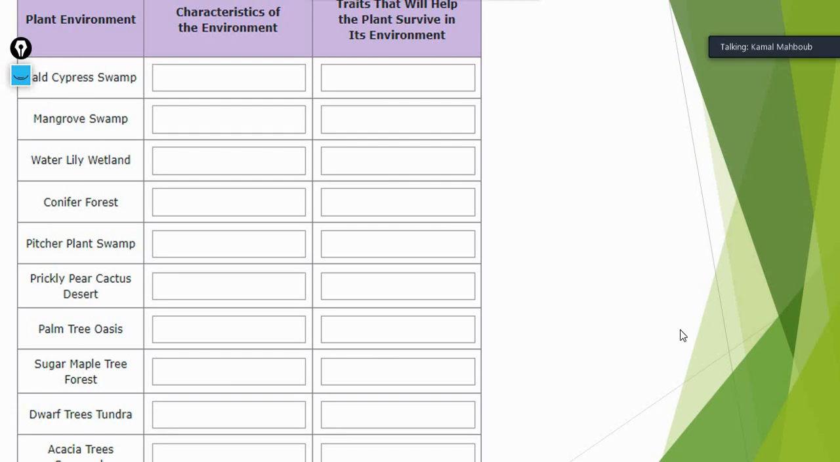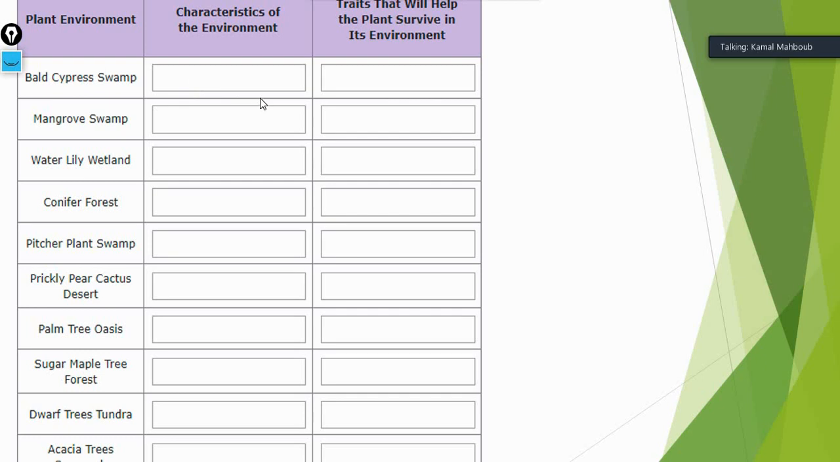Okay, now let's complete this table in page 26. In this table, you can see the names of the places: Coniferous Swamp, Mangrove Swamp, Water Lily Wetland, Conifer Forest, and the Plant Swamp, here Cactus, here we have Palm Tree, and also the Sugar Maple, Dwarf Tree, Tundra, and the trees in Savannah. Okay, now these are the different kinds of trees in different places.